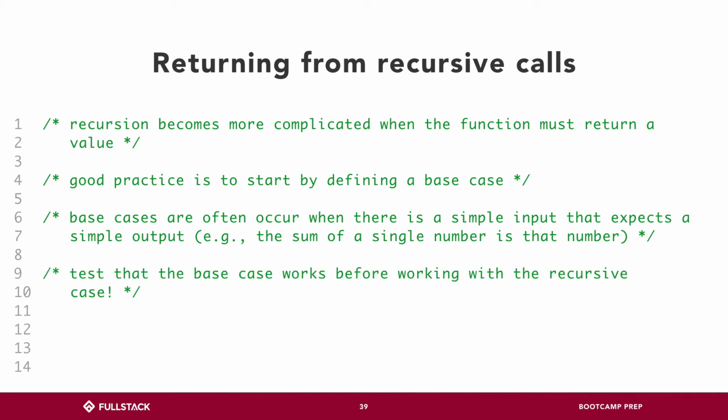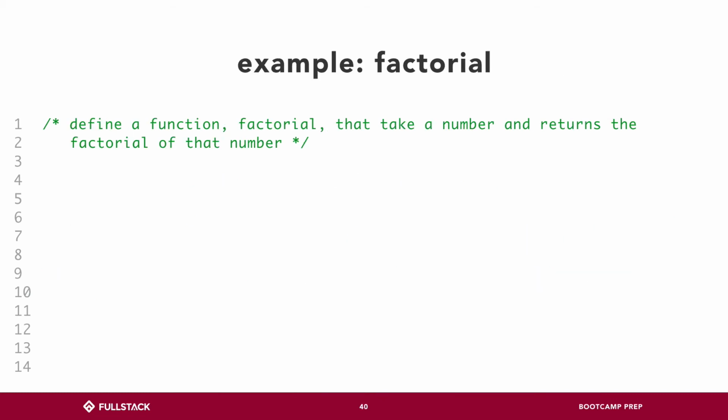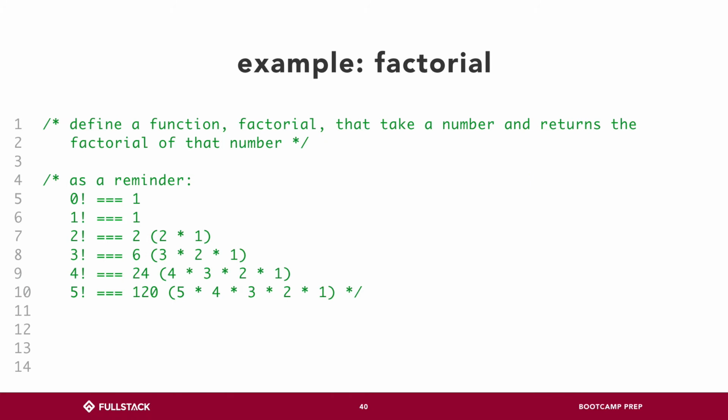And then, of course, we test that that base case works before we start thinking about the recursive case. So a very canonical example here is factorial. So let's define a function factorial that takes a number and returns the factorial of that number. So just a reminder what factorial is.